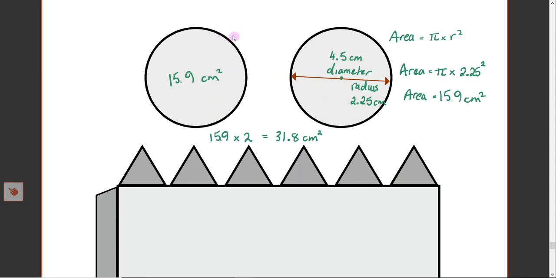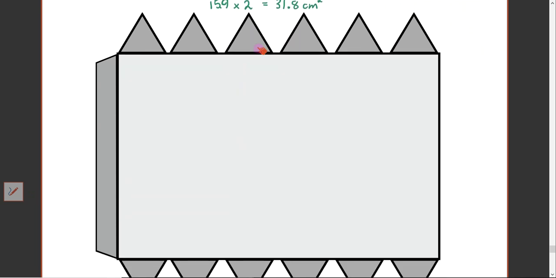$31.8, yep. Okay. So that's both the circles. Right. Now, actually the rectangle is an interesting one. All right? We're going to do it two different ways. The first way is you are going to use your ruler and measure it, just like you did before.